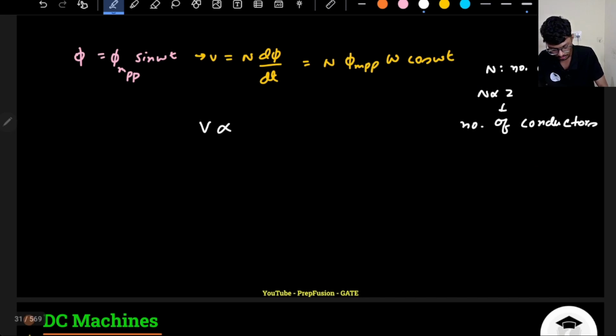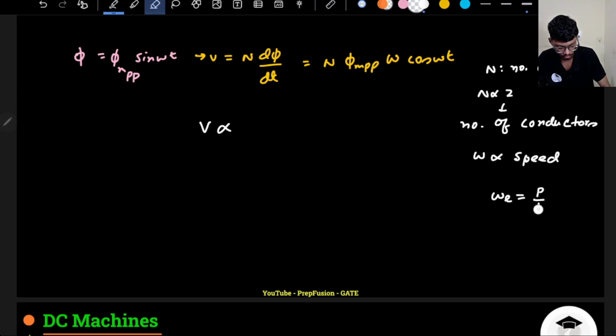And my omega is just the speed. Omega electrical is also proportional to the speed of the rotor, because what is omega electrical? Omega electrical is P by 2 of omega mechanical, right? So that's why I can directly say it is just proportional to the speed of the rotor. So my induced voltage is proportional to the speed of the rotation.